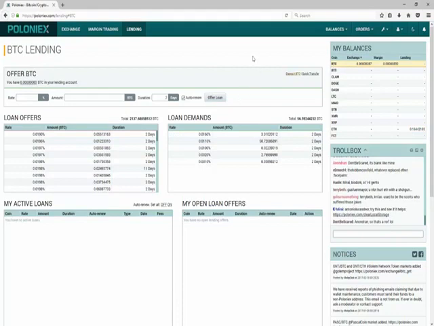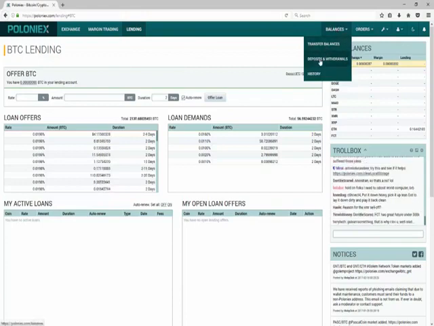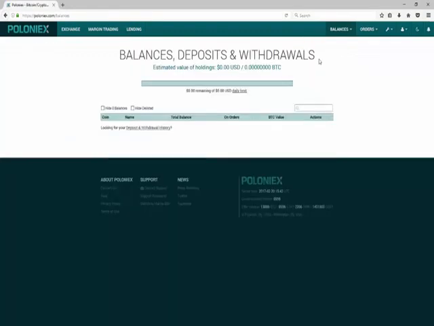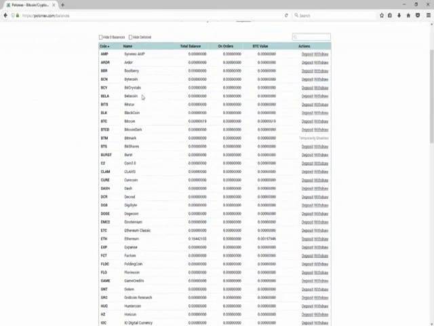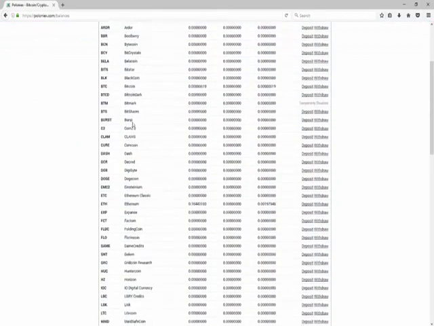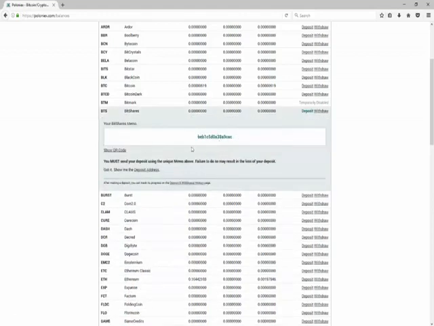And you can go here. So now that you know the 3 elements of this exchange, you can look at deposits and withdrawals. This will show you everything you have, and you can deposit any coin you want. If you wanted to deposit BitShares, for example, it'll generate a code.